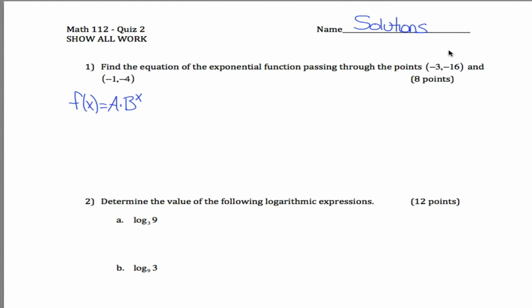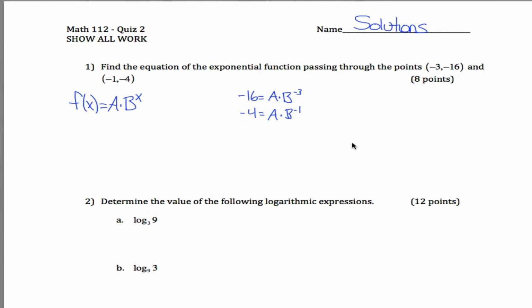The fact that the graph goes through this point right here tells us when the x value is -3, the y value is -16. So therefore -16 must be equal to a times b to the -3rd power, whatever a and b are. And similarly, the fact that it goes through this point tells us that when x equals -1, y has to be equal to -4. So -4 must be equal to a times b to the -1 power.